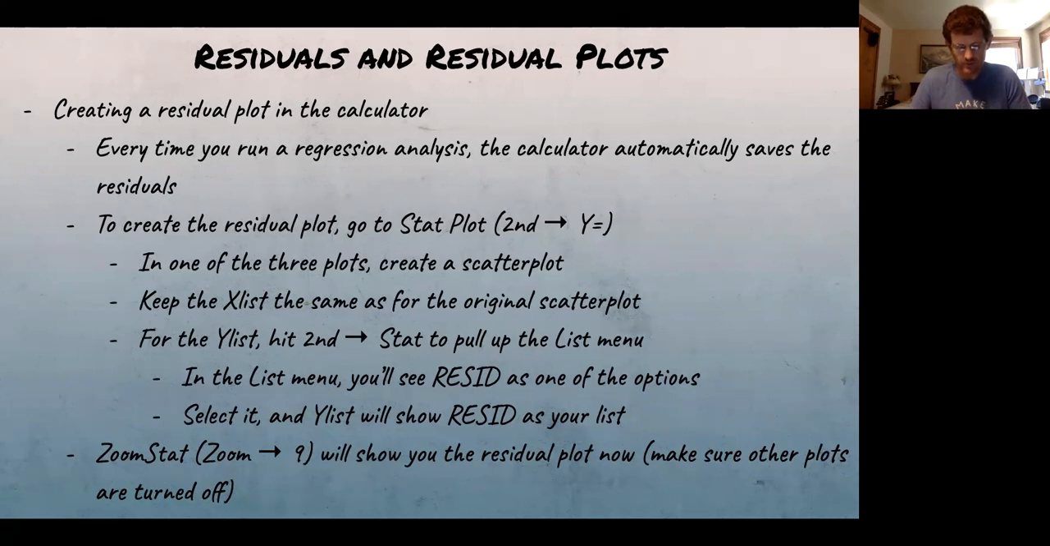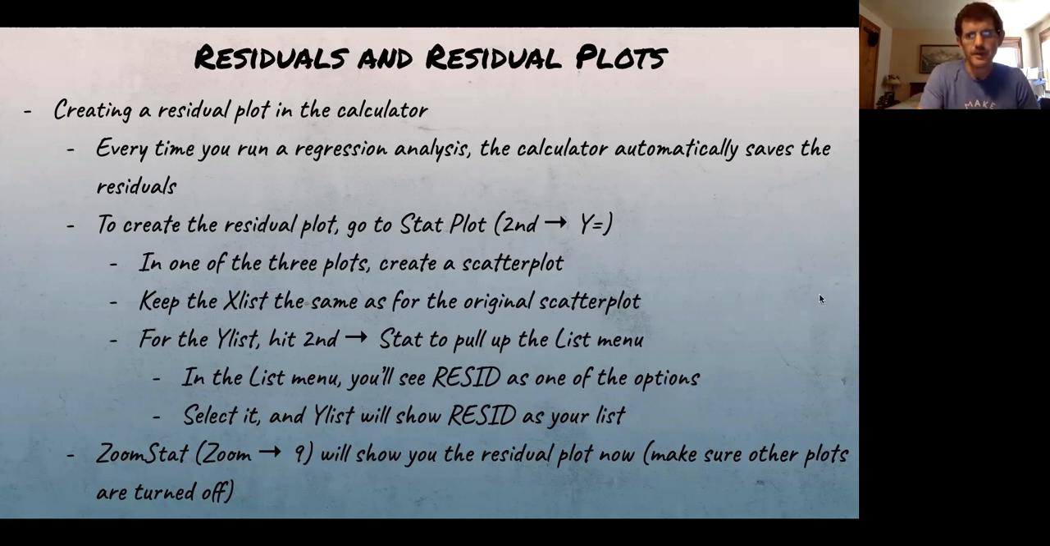And when you show that scatter plot, you might want to turn off the Y equals on this, but it doesn't really matter. But if you do zoom stat at this point, it's going to show you a residual plot for that data set. And you'll see that line running through the middle, that's actually just your x-axis showing 0. So anything above the x-axis is going to be a positive residual. Anything below the x-axis is a negative residual. Okay, again, if you want to get a visual on the residual plot, this is one option. But a lot of times it's provided for you.